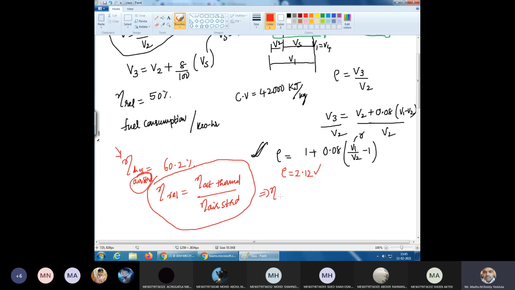From this, I can calculate actual thermal efficiency, that is equal to relative efficiency 0.5 multiplied by 0.602. So you will get 0.301, which means 30%. Actual thermal efficiency is equal to 30%, right? But what is actual thermal efficiency?